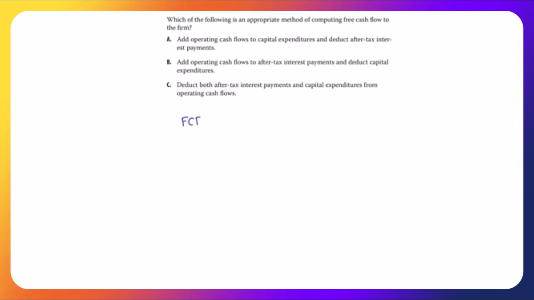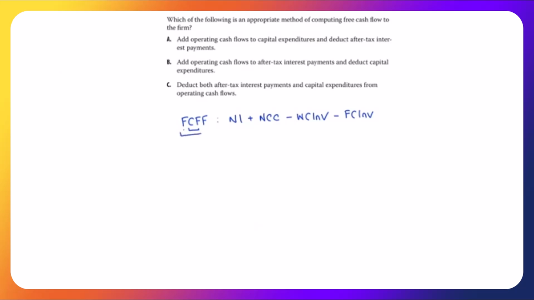Which of the following is an appropriate method of computing free cash flow to the firm? FCFF. Okay, what do I know about FCFF? I start with my net income, but that's not cash. So I need to add back my non-cash charges and deduct working capital investment. That's the movement in accounts payable, receivable, inventory. That will get me to a cash flow. It is not yet free to spend because I need to spend money to keep my business going. So I'll need to knock out what I spend on fixed capital investment to maintain and grow the business.